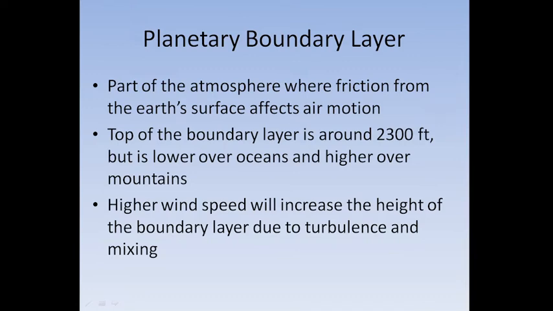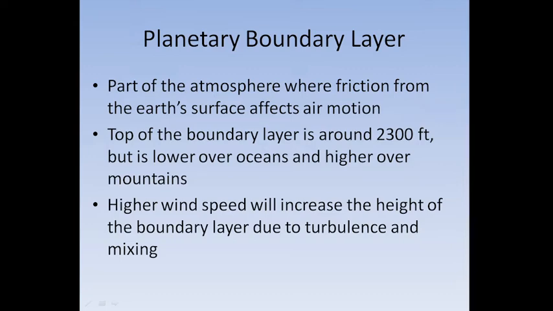So, the planetary boundary layer is the part of the atmosphere where the friction from the Earth's surface affects air motion. The top of the boundary layer is around 2,300 feet, but is lower over oceans and higher over mountains, because you have friction lower in the oceans and higher in the mountains. So your friction is going to go all the way up to the mountains until you get above that. There's your planetary boundary layer until you get up past that to the free atmosphere.